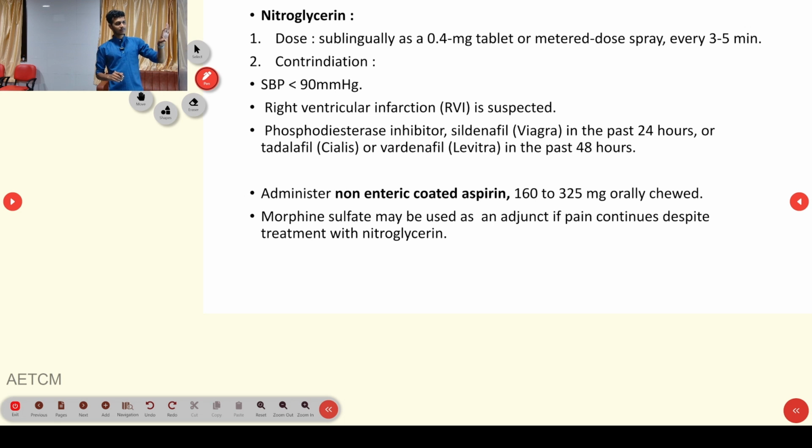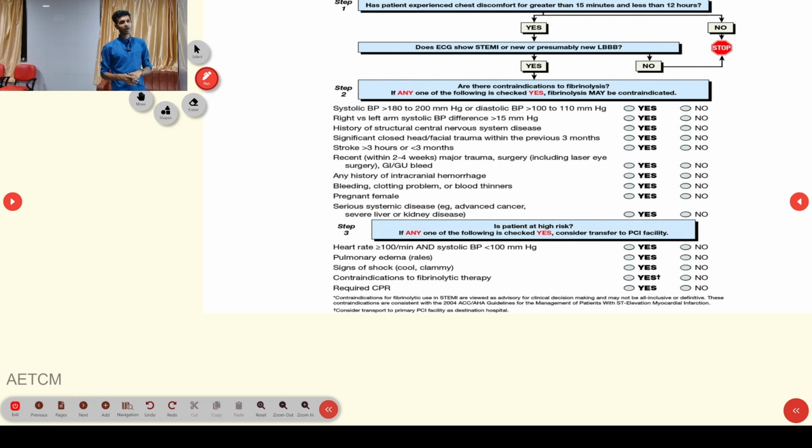Then second, for aspirin, we have to administer non-enteric coated aspirin. What we have available here is Disprin. The dose range is 160 to 325 mg. As we told, if the person doesn't get pain relief from the nitroglycerin, then you can go with morphine sulfate. Pre-hospital fibrinolytic checklist.